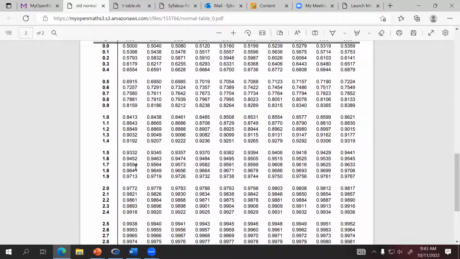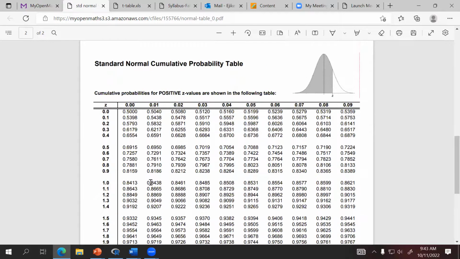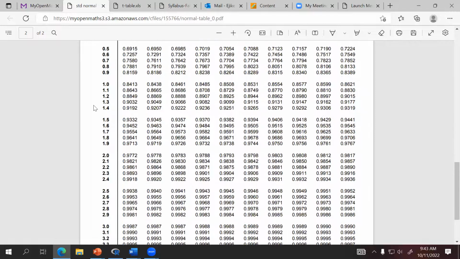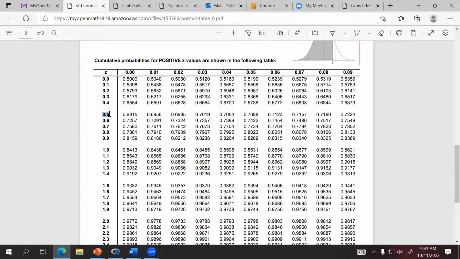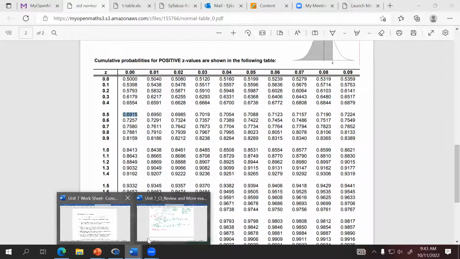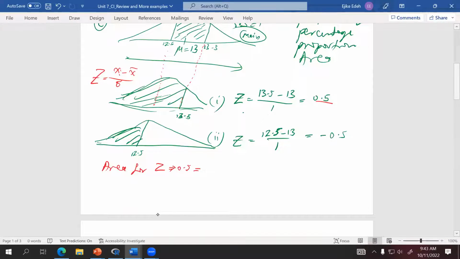0.5. So that is the Z value of 0.5. So over here we have the Z of 0.5. There is no decimal place, so we're just going to stay with the first one. So we have 0.6915. Okay, so let's go back to the question. So the area we have here is 0.6915.